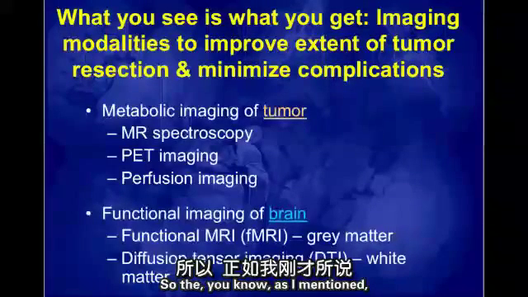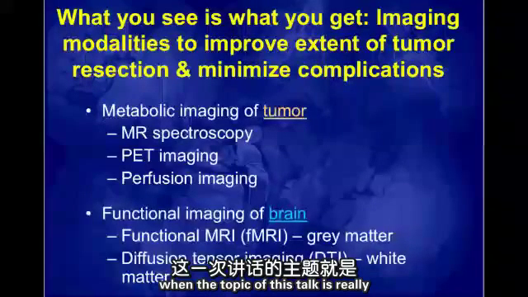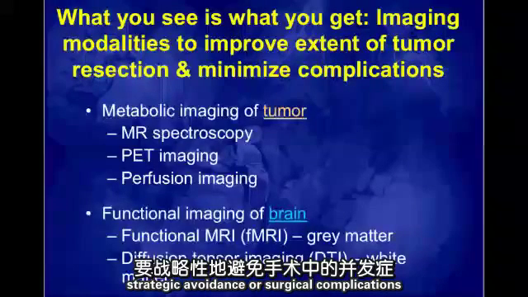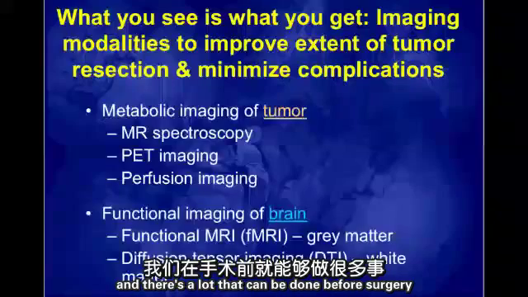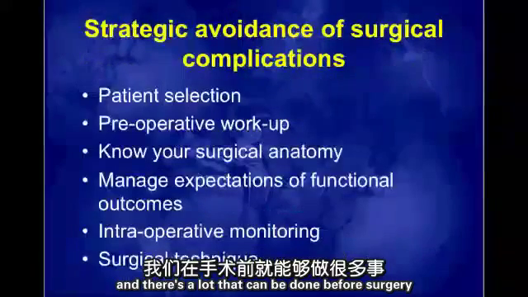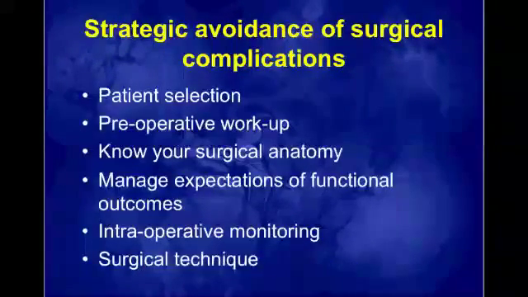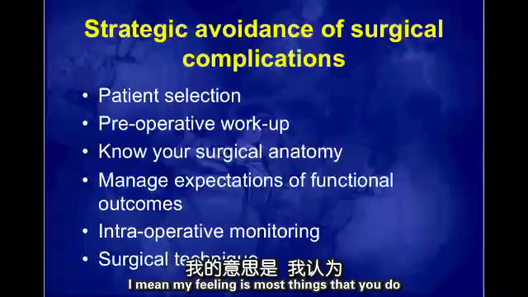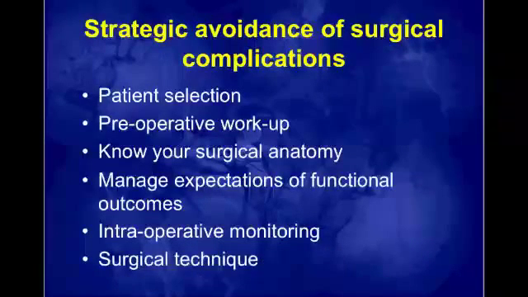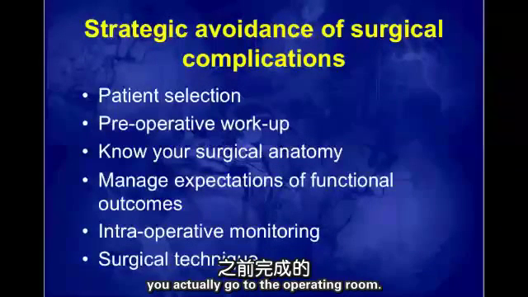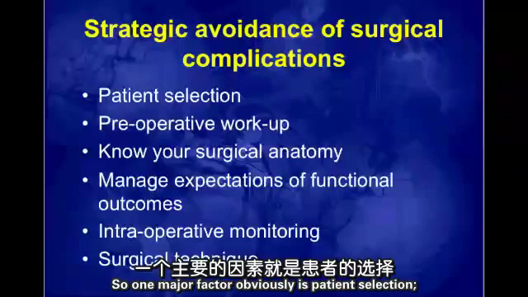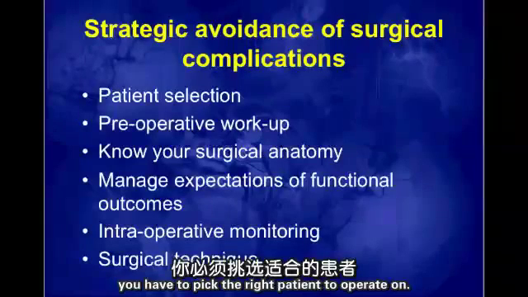As I mentioned, the topic of this talk is really strategic avoidance of surgical complications, and there's a lot that can be done before surgery to avoid complications. Actually, my feeling is most things that you do to avoid complications in surgery are actually done before you go to the operating room. So one major factor, obviously, is patient selection. You have to pick the right patient to operate on.